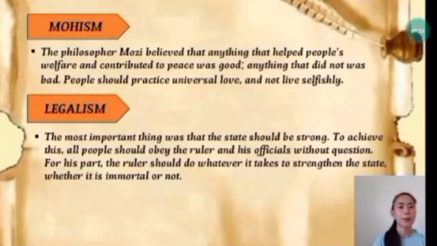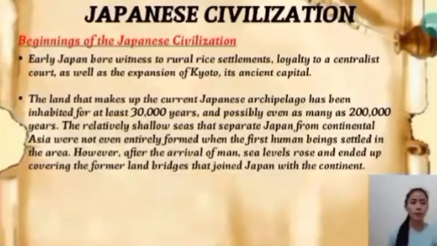Mohism. The philosopher Mozi believed that anything that helped people's welfare and contributed to peace was good. Anything that did not was bad. People should practice universal love and not live selfishly. Legalism. The most important thing was that the state should be strong. To achieve this, all people should obey the ruler and his officials without question. For his part, the ruler should do whatever it takes to strengthen the state, whether it is immoral or not.